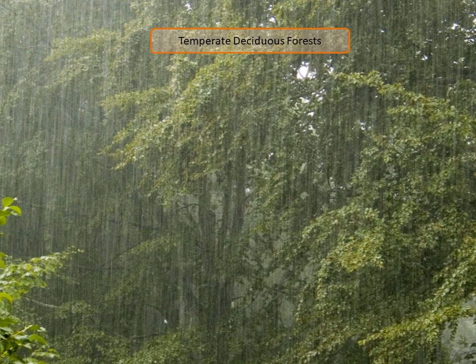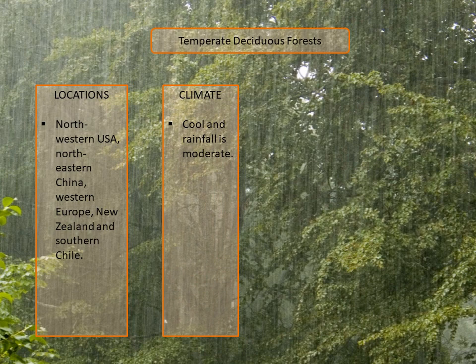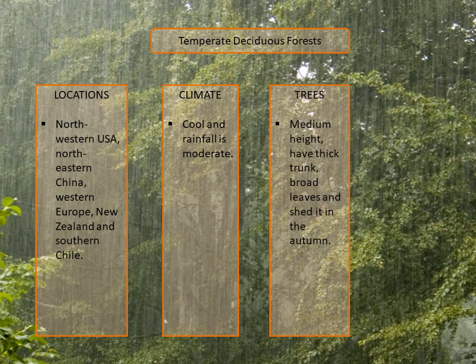Temperate deciduous forests. The temperate deciduous forests are found in the northwestern USA, northeastern China, western Europe, New Zealand and southern Chile. The climate is cool and rainfall is moderate. The trees are not very tall. They have thick trunk and broad leaves.